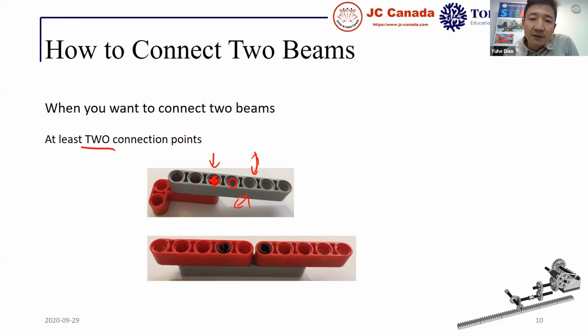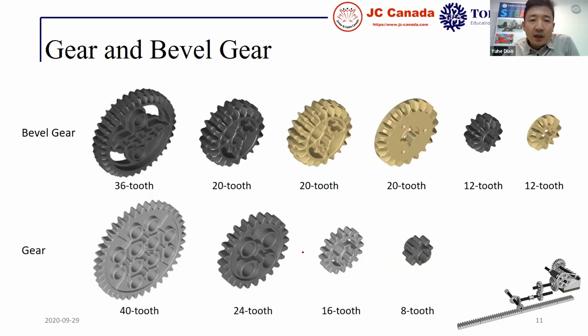If you have other connection points, for example another pin, it's good, but for now it's not good. The second one is the same, only one connection point here, so they are not stable. So at least we need 2 connection points.